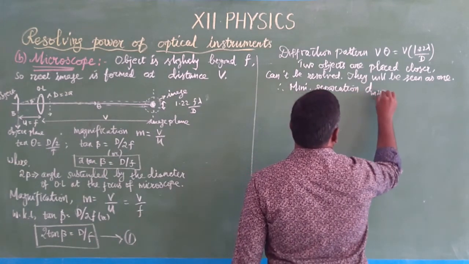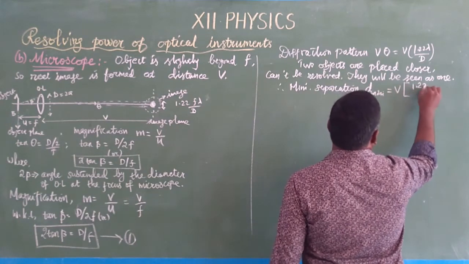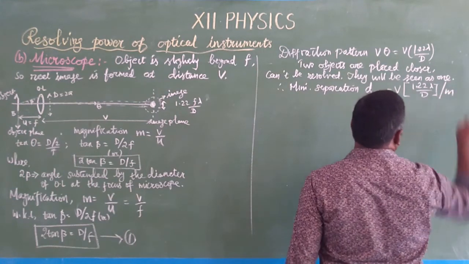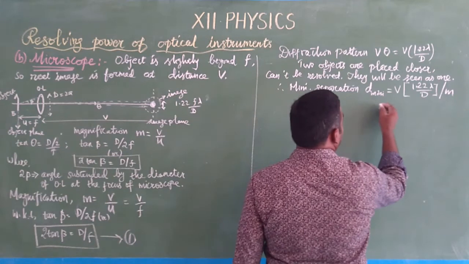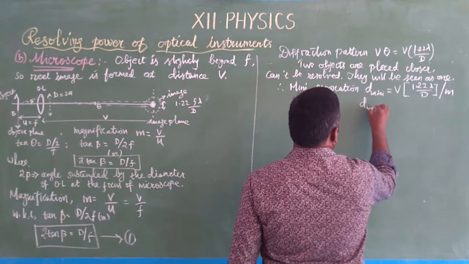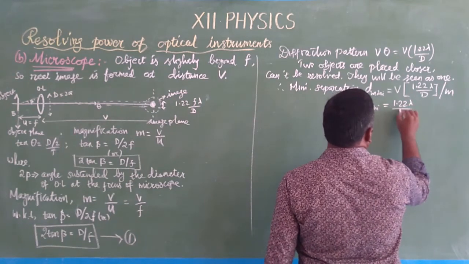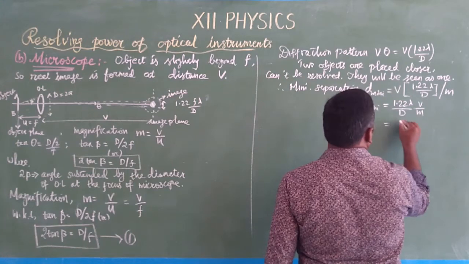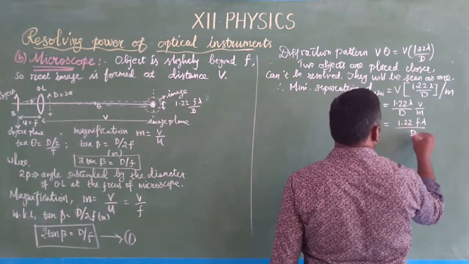d minimum, that is minimum distance of separation, which is equal to V into 1.22 lambda by d, divided by the magnification, or we can modify. How can we modify? The minimum separation is equal to 1.22 lambda by d into V by m, which is also equal to 1.22 f lambda by d.